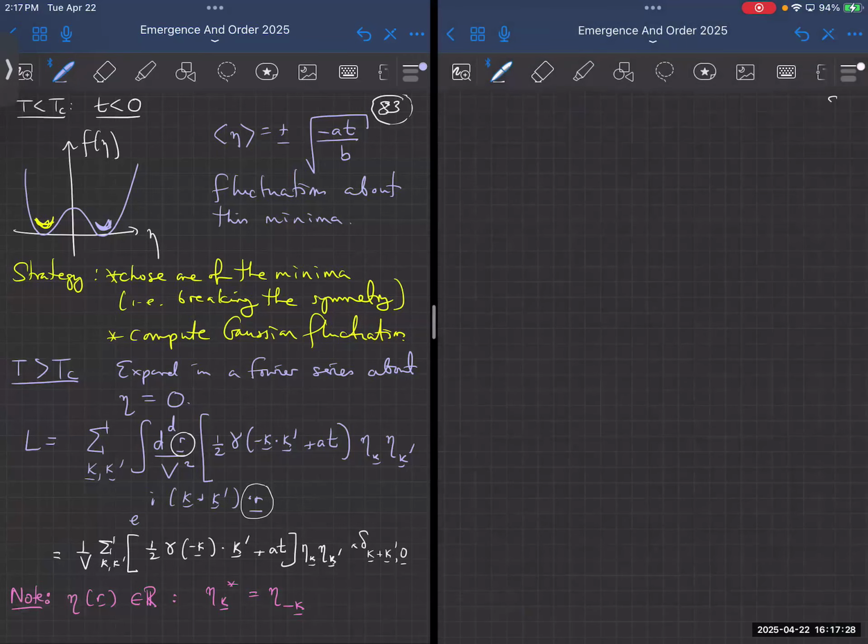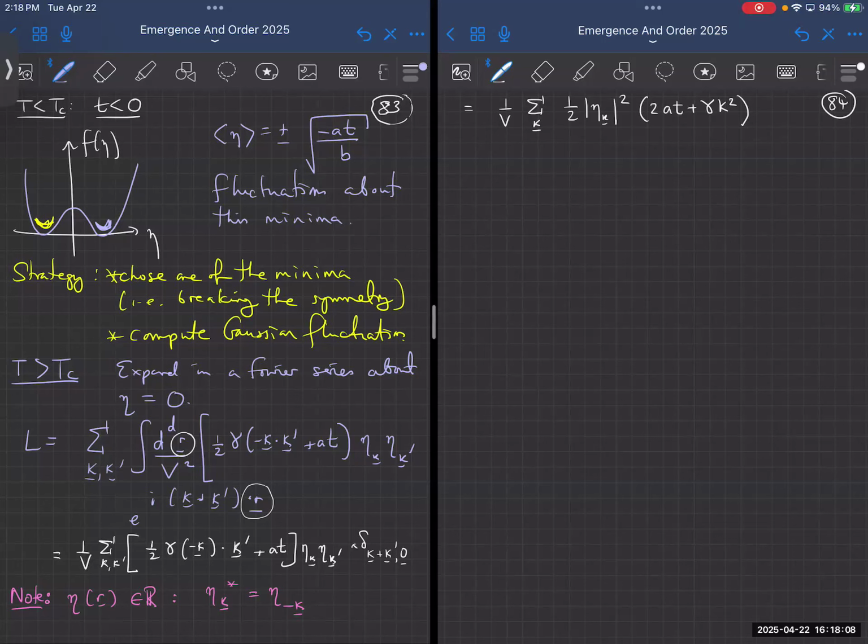So now we can say that once I do the delta function, k is equal to minus k prime. So now what I end up with is 1 over V, sum over k. Now there's only one k value left, 1/2, and then I've got eta of k, eta of minus k, that is eta of k times its complex conjugate. So that's the absolute value of eta k squared times 2at plus gamma k squared. And so that's the form for our Landau free energy after I've done all those things.